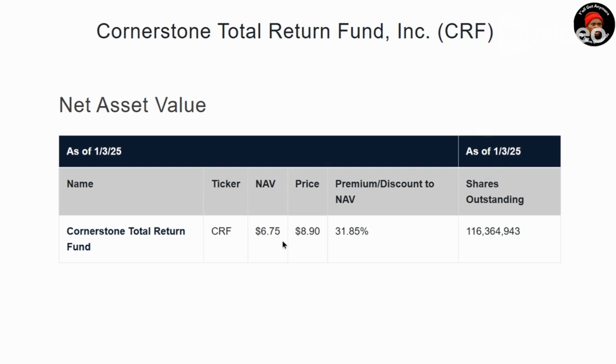But the rights offering should certainly be below this $8.90 price, because if it's not, what would be the point of having the rights offering? So you should be getting those shares somewhere, if not at the NAV, in between the NAV and the stock price.